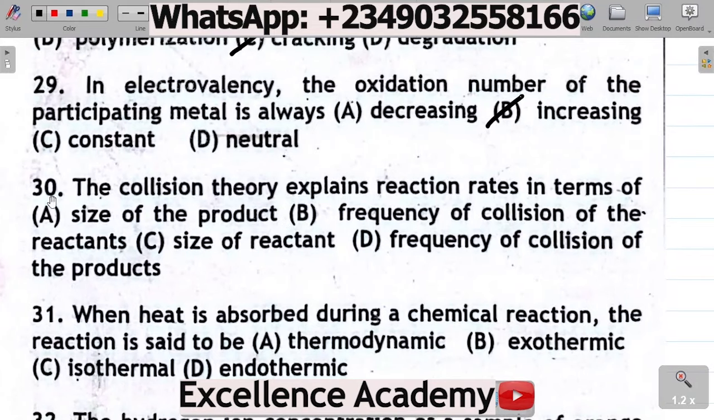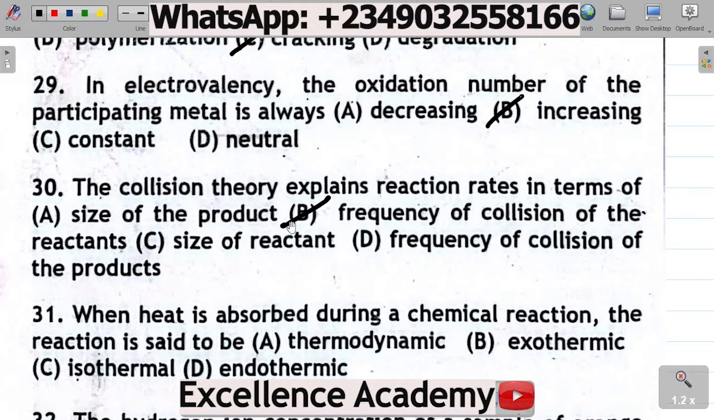Finally, question 30. 30 says the collision theory explains reaction rates in terms of A, size of the product, B, frequency of collision of the reactants, C, size of the reactant, D, frequency of collision of the products. So for this question here, what is the correct answer? For question 30, the correct answer there is B. The frequency of collision of the reactant.